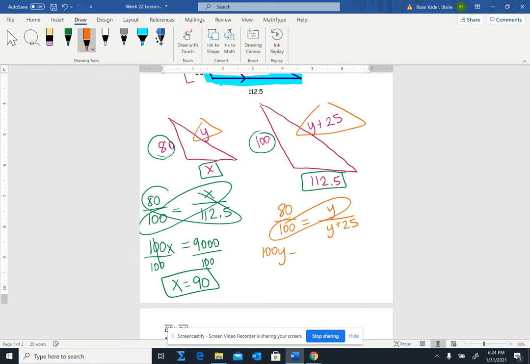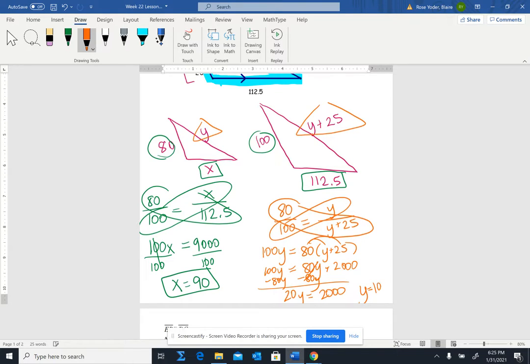So the 100y part is straightforward. But this side with the 80, I have to do 80 parentheses y plus 25, which is actually 80y plus, let's see what that is, 80 times 25, plus 2,000. All right, then we'll do a quick solving. Minus 80y on both sides. I'm running out of room here. 20y equals 2,000. So if I divided, I would get y equals 100.